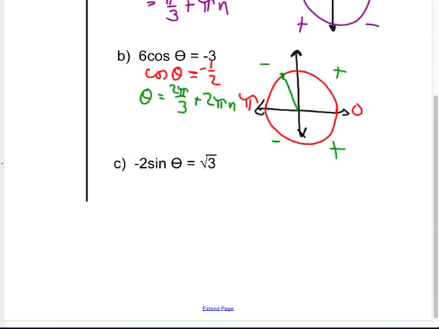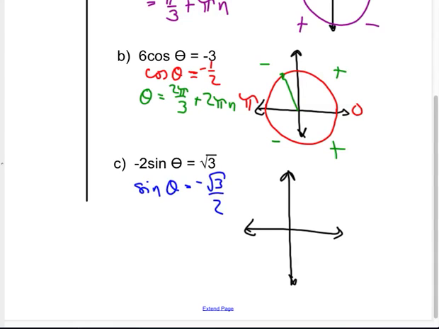Same with sine. There are two answers when you take the sine inverse and you want the general solution, but we're just going to take a look at the first one. So dividing both sides by negative 2. Remembering our restricted domain for the sine is negative pi over 2 to positive pi over 2. So thinking about where the sine function is negative square root of 3 over 2, and that occurs at pi over 3.